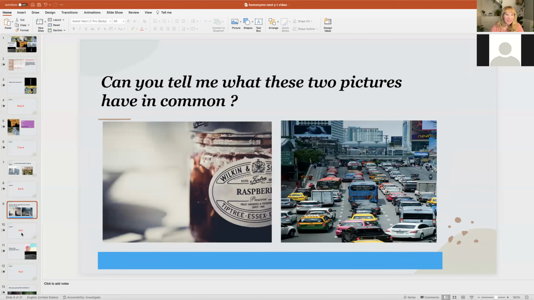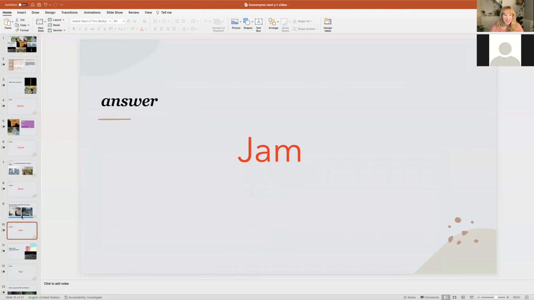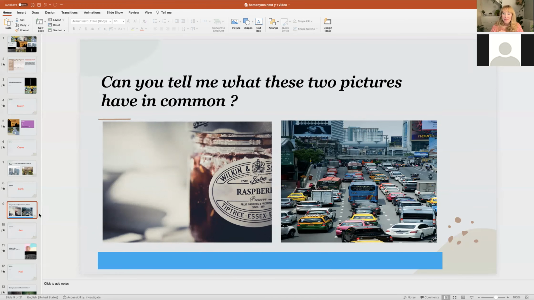Very good. So let's have a look. Have you guessed correctly? Jam. So we put jam on toast, and also we can see in the picture when many vehicles or cars and lorries get stuck on the motorway, we also call this a traffic jam.